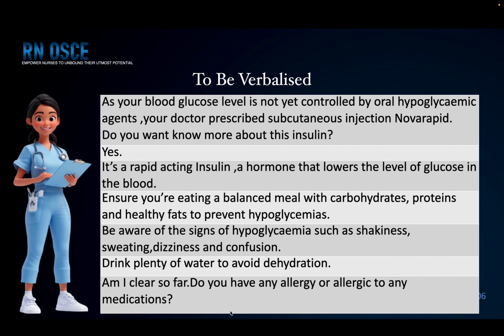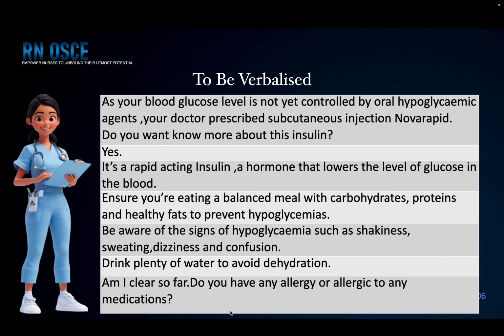Yes, it's a rapid acting insulin, a hormone that lowers the level of glucose in the blood. Always ensure you are eating a balanced meal with carbohydrates, proteins, and healthy fats to prevent hypoglycemia. You should be aware of the signs of hypoglycemia such as shakiness, sweating, dizziness, and confusion. Drink plenty of water to avoid dehydration. Am I clear so far?